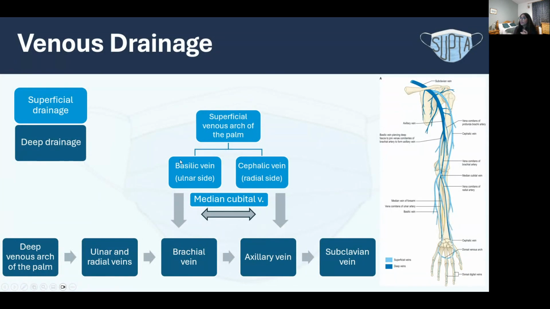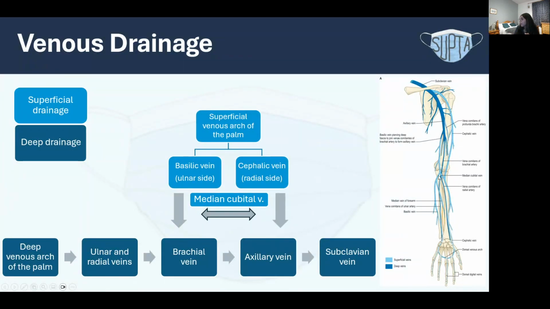Okay, that's simple. What's interesting to note in the venous drainage, and what's important to remember, is this part here. We also have a superficial drainage, and superficial essentially drains into deep. So the superficial veins: we have our superficial venous arc of the palm. We have a basilic vein and a cephalic vein. On the ulnar side, the vein is called the basilic vein. And on the cephalic, or the radial side, it's called the cephalic vein. So basilic is ulnar, and cephalic is radial.